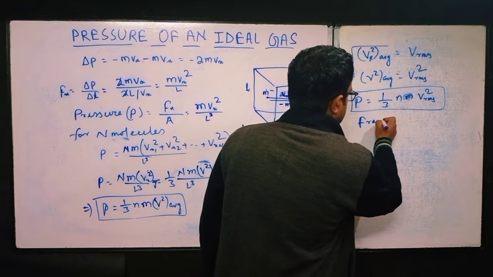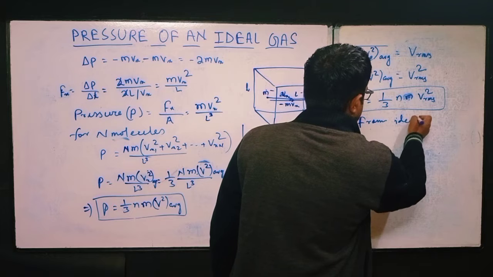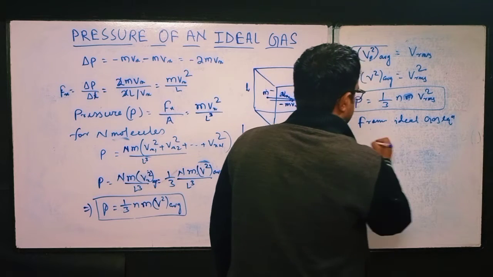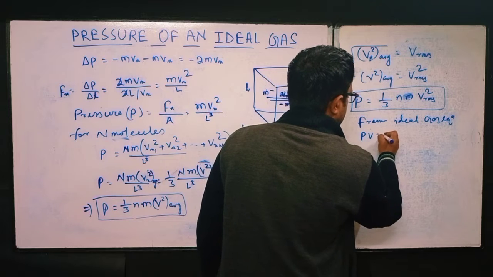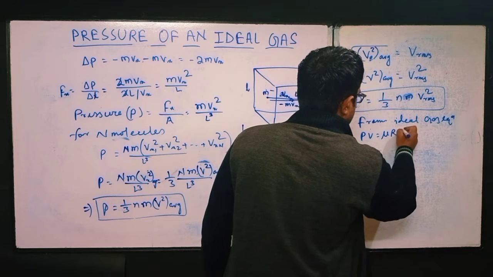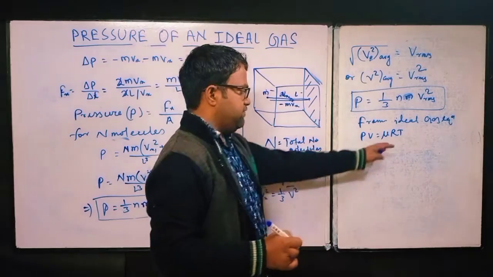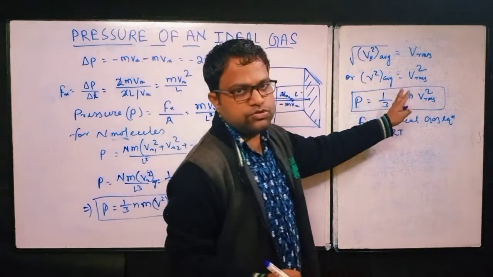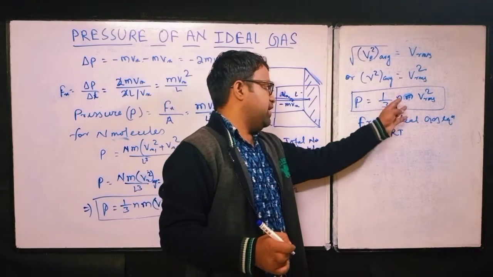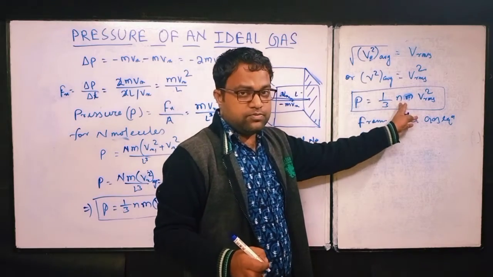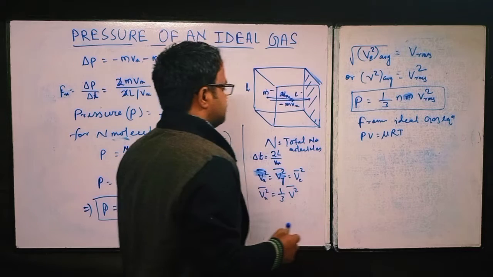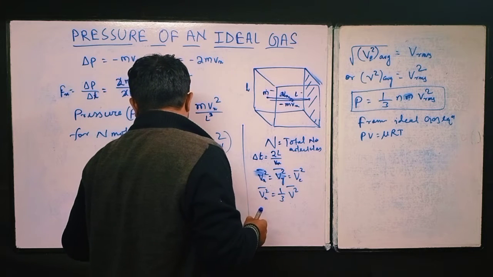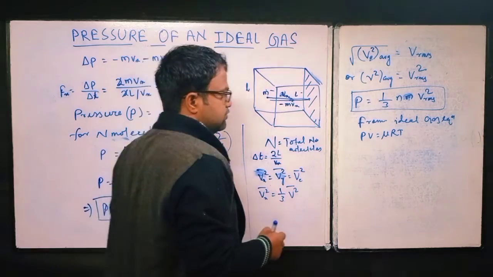So from the ideal gas equation, what can you write? PV equal to mu RT. Why have I used mu? Mu is the number of moles; because N and n would confuse you, I am using mu RT. Small n is the number of molecules per unit volume, remember, right? Small n we have used as capital N by volume.